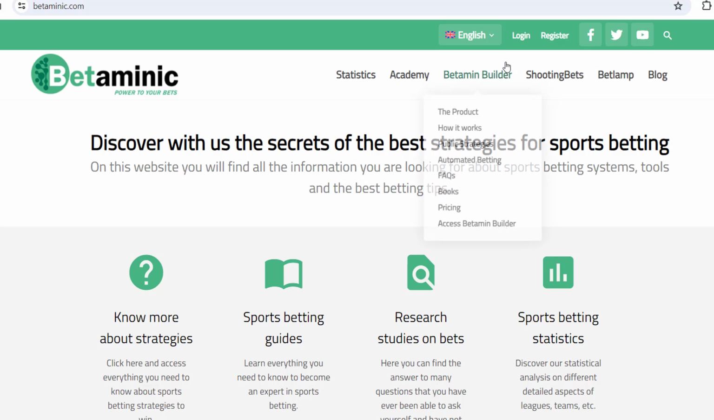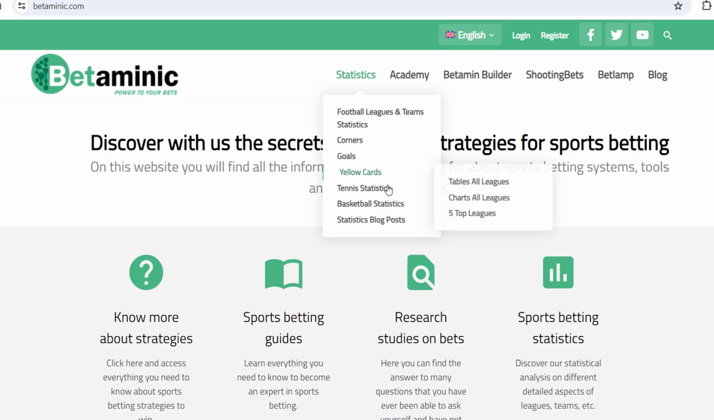Their most famous tool is the Betamin Builder that lets you backtest football strategies, and they also have statistics for sports like tennis or basketball. The tennis statistics page is very new, and I just want to show you how I've been trying to use it. It has tournament stats and player stats.